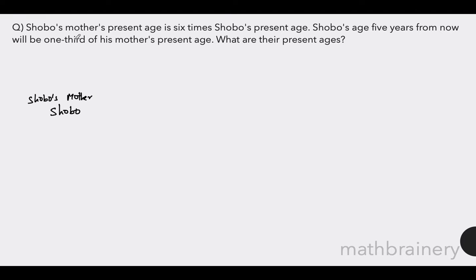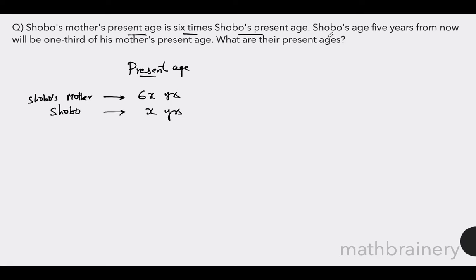So what is the first condition given? Shobo's mother's present age. Let me write present ages here. Shobo's mother's present age will be 6 times Shobo's present age. So if I assume Shobo's present age as x years, then Shobo's mother's present age according to this condition is 6 times of it. That is, it must be 6x years.